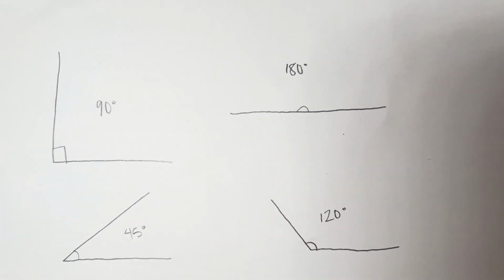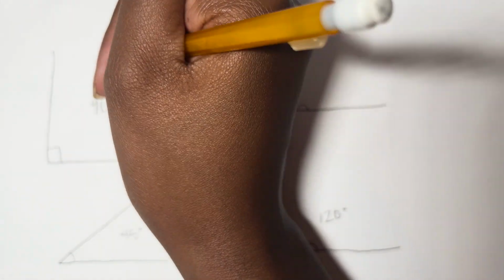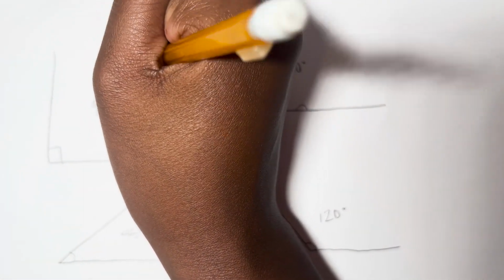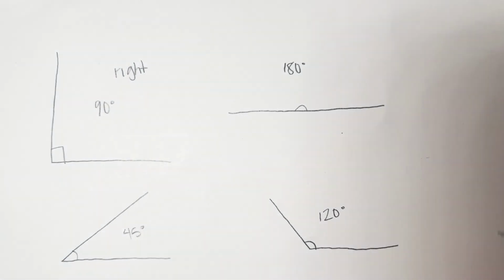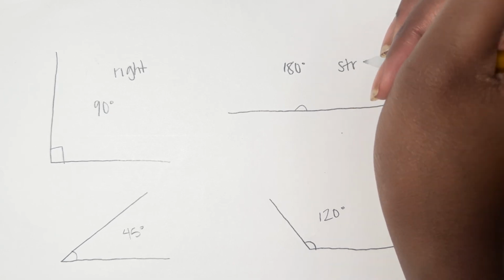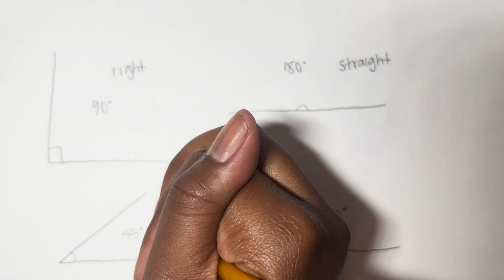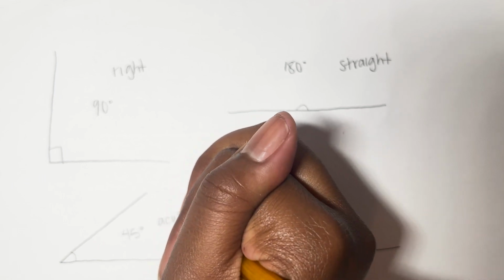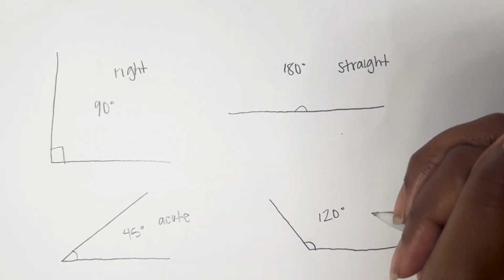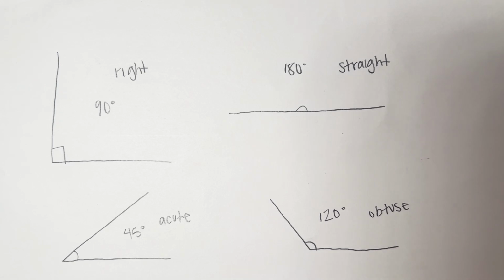So yes, these are our angles. We have our right angle, we have our straight angle, we have our acute angle, and then we have our obtuse angle.